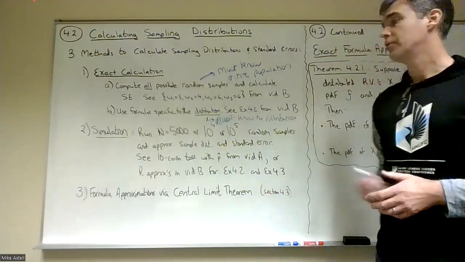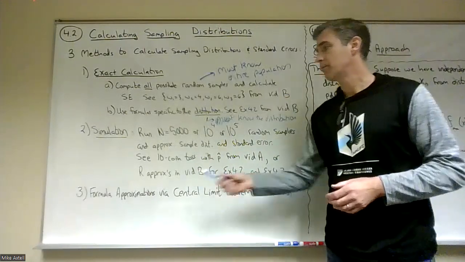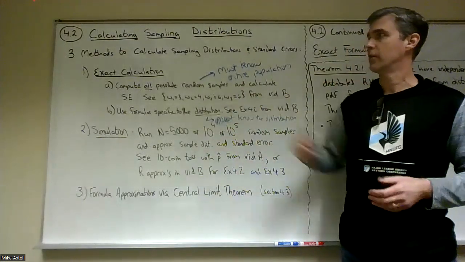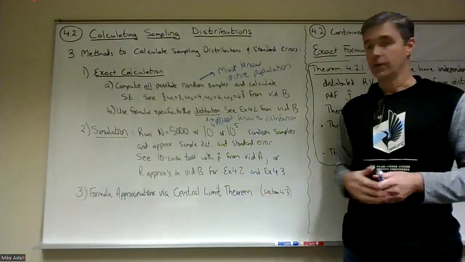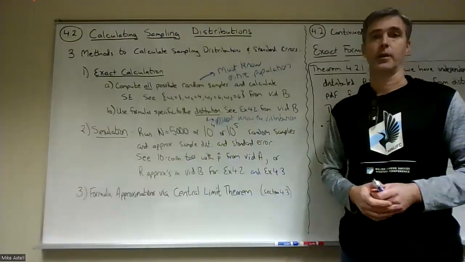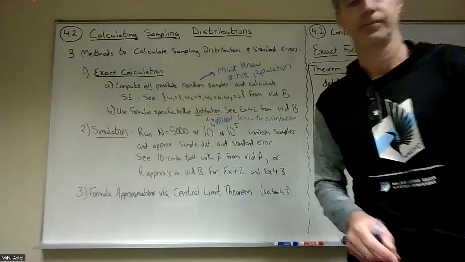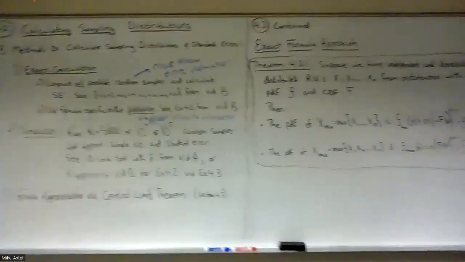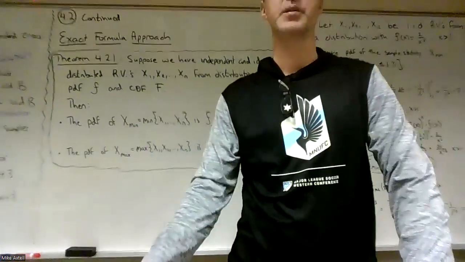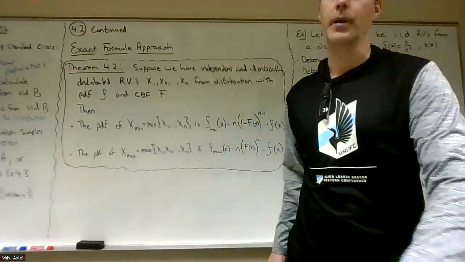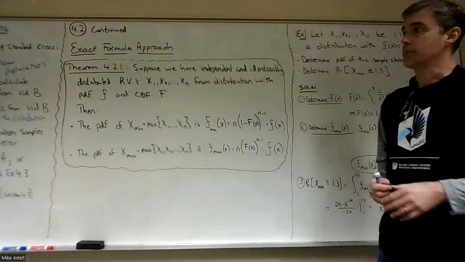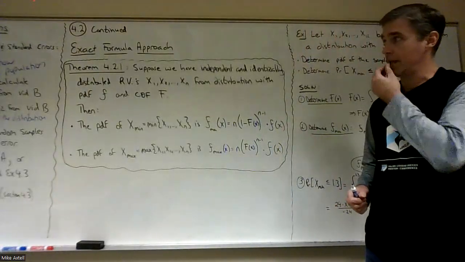All right, and then the third method is we can perhaps approximate these formulas from 1B via the central limit theorem. And that's going to be the focus of section 4.3, so I won't talk more about that until then. All right, so the rest of section 4.2 is just a specific instance of where we can do an exact formula approach. So please pause, copy down, and then press play.